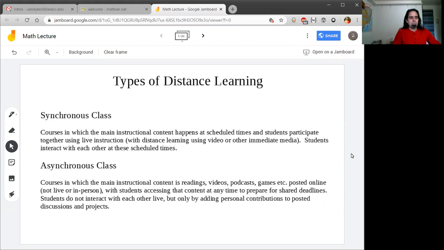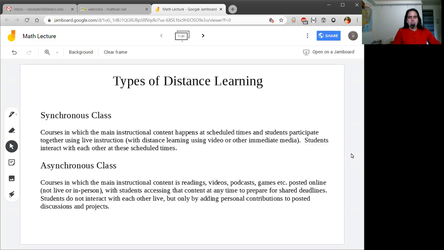So the first difference is between synchronous and asynchronous. A synchronous class has all the main instructional content happen at scheduled times. Right? So you are here in my Zoom meeting. It's happening on the same days of the week, at the same times, and there's live instruction. I do math problems on the board. You interrupt me and ask questions and provide your comments and things like that.